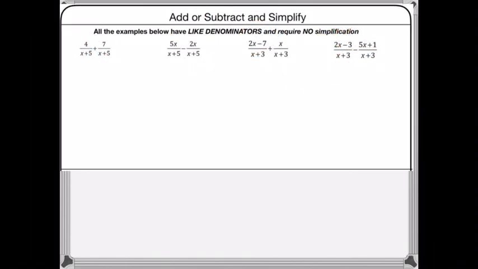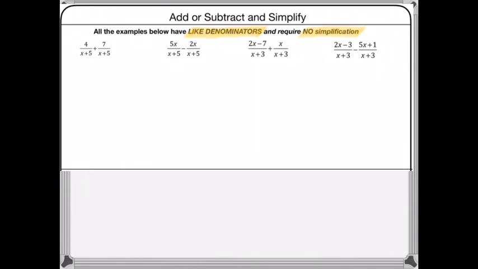Okay, in this next video, we're going to tackle the crux of the lesson, or start with it, where we add, subtract, and then simplify our expression. However, in this example set, notice we have like denominators and no simplification. When we're adding and subtracting fractions, we know that we need a like denominator to be able to do so.